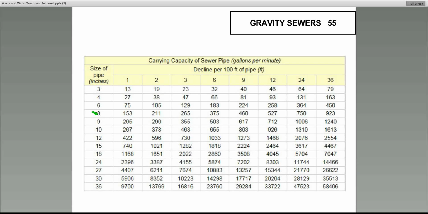So this would give your flow for an 8-inch pipe. It would be 153 for a slope of 1 there, and for a slope of 2, it'd be 211. And the steeper you get, the more flow you'd have going through the pipe.